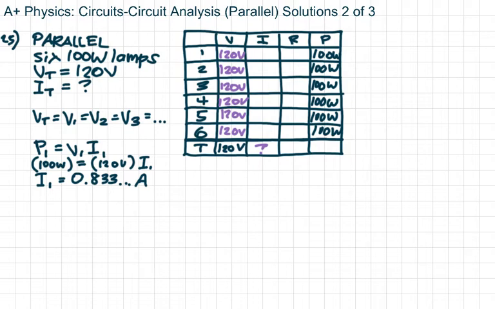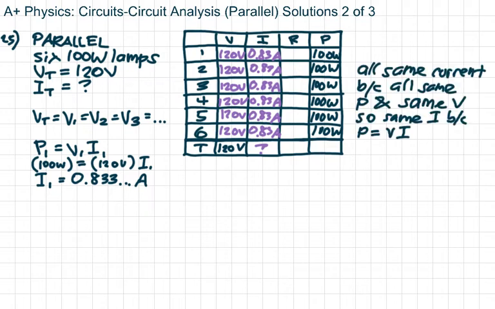the first bulb is 0.833 amps. To save space, I'm just going to write 0.83. But they're all the same. They're all 100-watt bulbs, so they're all going to have the same voltage, so they're all going to have the same current. And again, to be clear, it's not that all of the currents are the same in parallel. They're all the same power, though, and they all have the same voltage, so they'll all have the same current. All right, so they're all 0.83 amps.